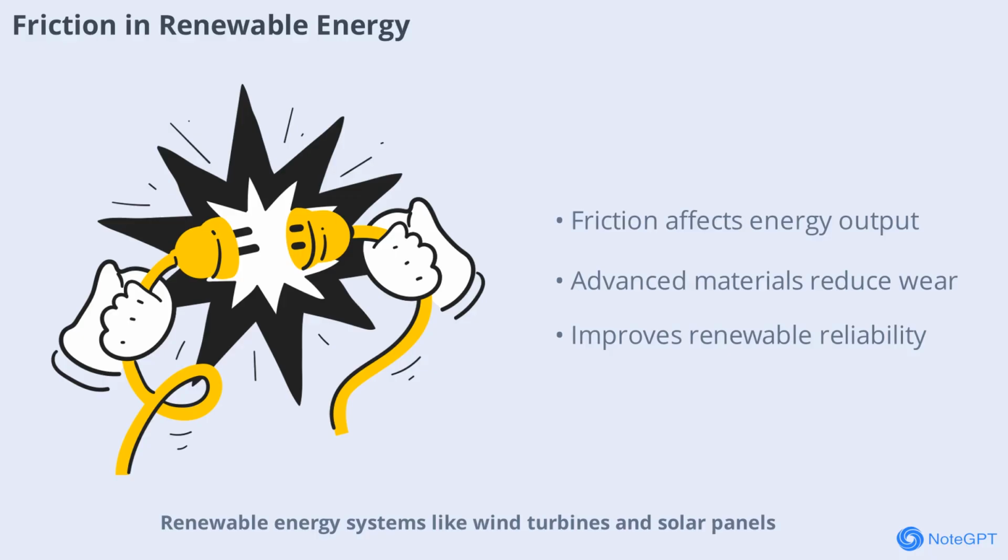Renewable energy systems like wind turbines and solar panels must manage sliding friction to operate efficiently. Bearings and moving parts are designed to minimize resistance and maximize energy output.